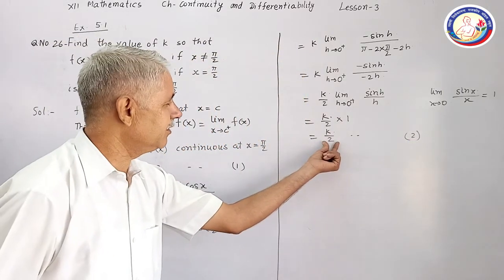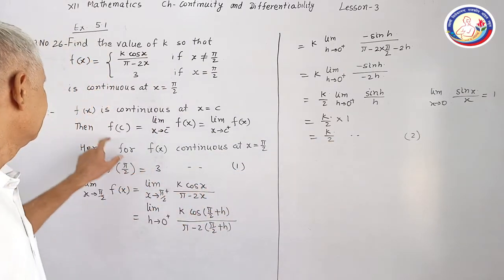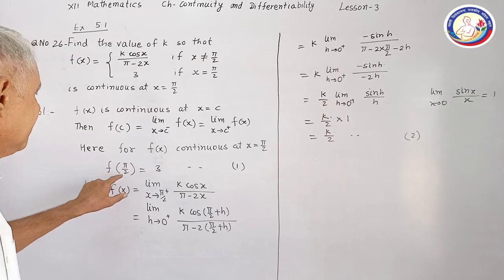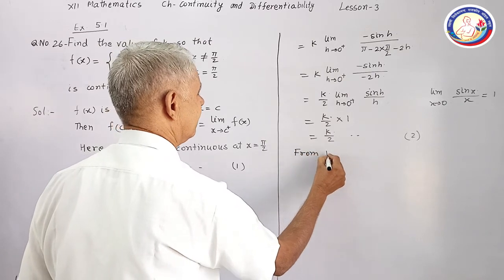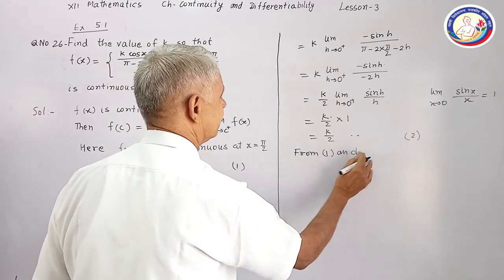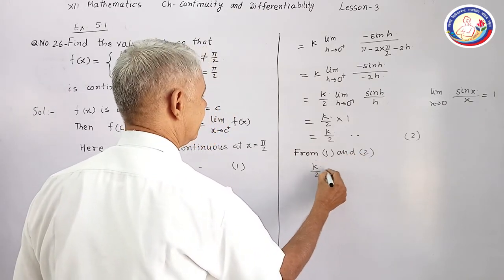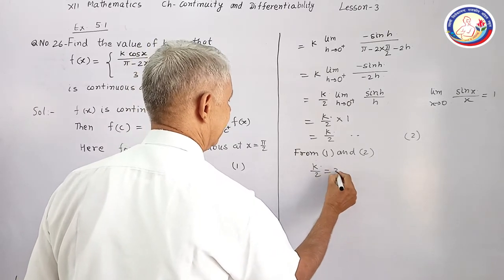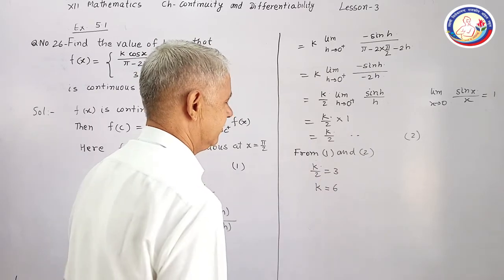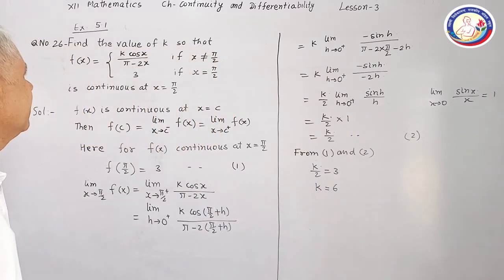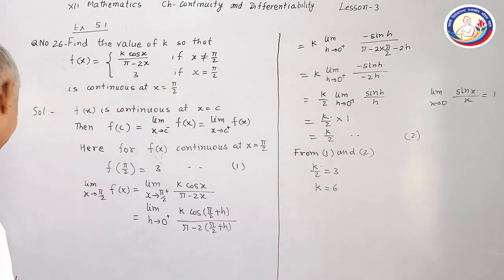So what will be the value of this? This is equal to the value of the function at pi by 2. This is 3. So from 1 and 2, we will have k by 2 equal to 3. Hence, k equal to 6. This is our answer. So what will be the value of k here? It will be 6 if the function given is continuous at x equal to pi by 2.